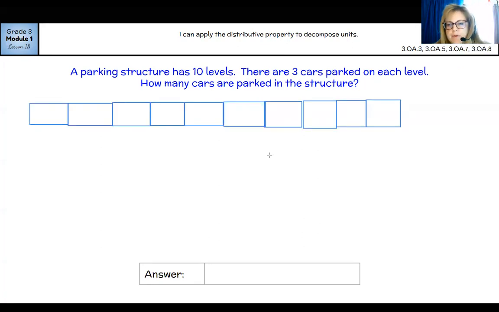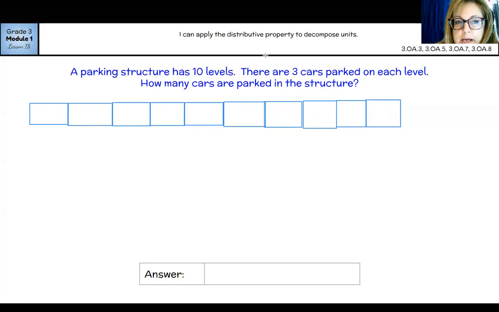Okay, so what I've drawn here is called a tape diagram. So we're going to use this tape diagram to help us figure out how many cars are parked in the structure. So you have 1 level, 2 levels, 3 levels, 4, 5, 6, 7, 8, 9, 10. I've drawn 10 boxes side by side. I could have drawn them up and down and pretend like it's a parking structure, but we mostly use them side by side. So I have 10 levels, and I also know that I have 3 cars on each level.